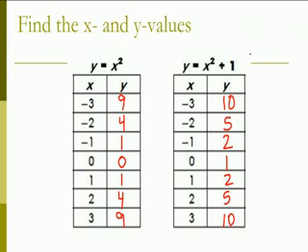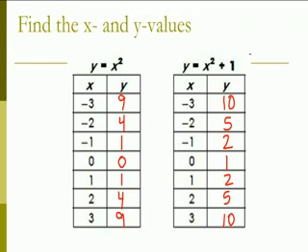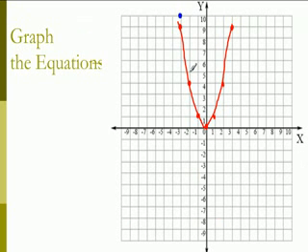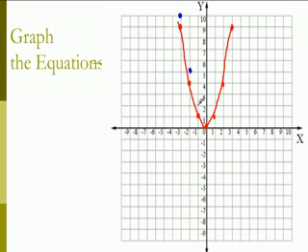Alright, our second graph: negative 3, 10; negative 2, 5; negative 1, 2; 0, 1; 1, 2; 2, 5; and 3, 10. Alright, here's our second graph.